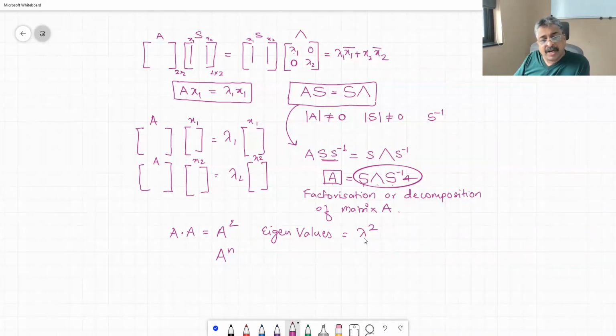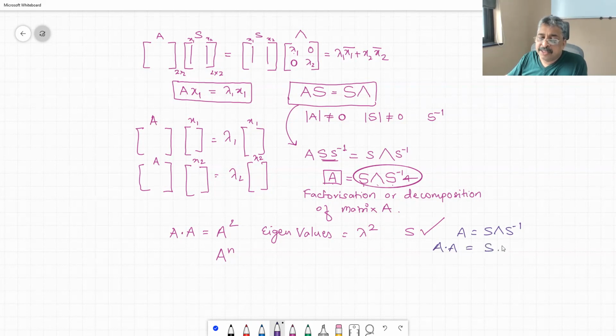So if I do A square, I observe that eigenvalues are correspondingly squared, whereas eigenvectors continue to remain the same. And it is true for n. Now why? That proof is obvious from the above expression. If A is equal to S lambda S inverse, then A into A is equal to S lambda S inverse into S lambda S inverse. Correct? So that is your A square. These two produce the identity matrix and therefore it disappears. These are the diagonalized matrices. So lambda into lambda, and therefore it becomes S lambda square S inverse.